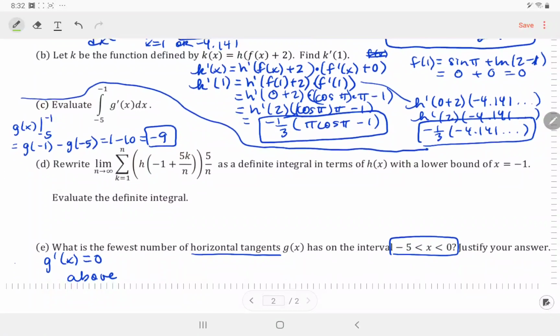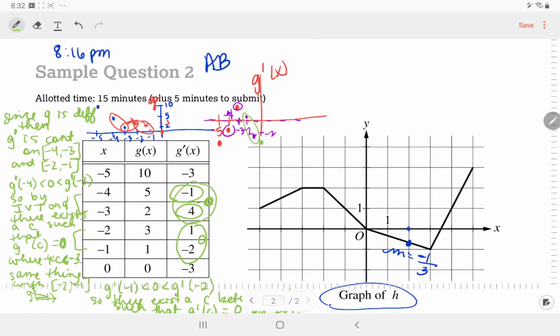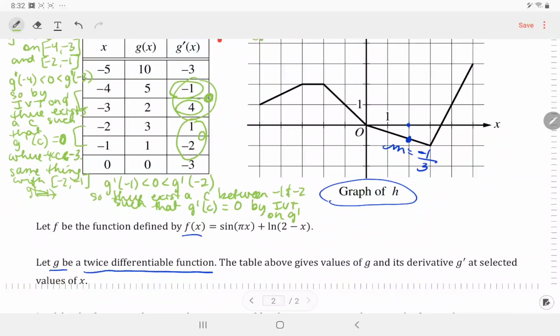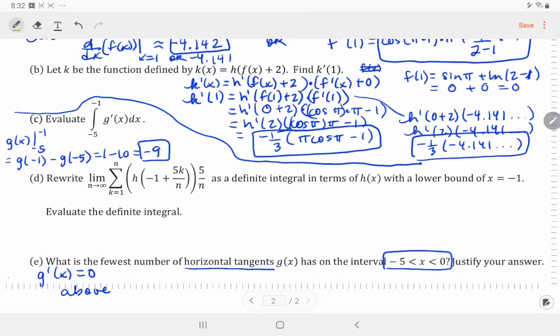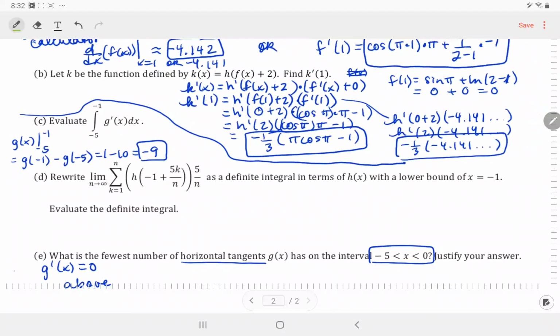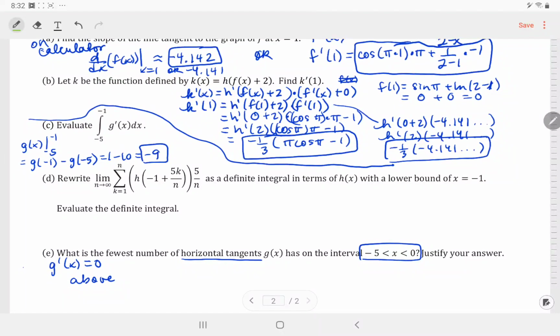Which one's that one? That one's E. So this is E, so the answer is 2. And then that's my explanation. Dang, that's crazy. Okay, so what about infinite Riemann sums?